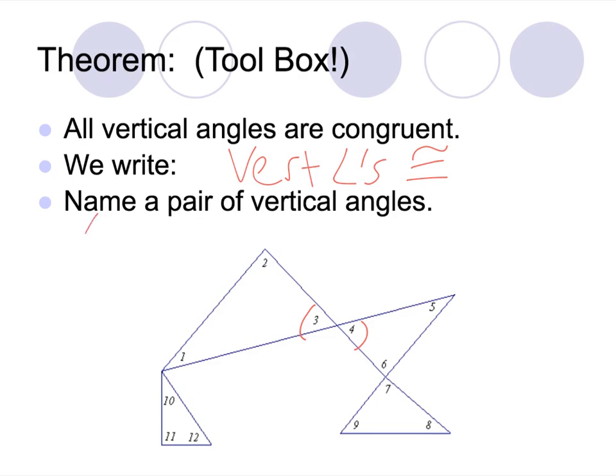So I could say angle 3 is congruent to angle 4, and then my reason would be all vert angles congruent, or just vertical angles congruent as I wrote up above, right? You don't necessarily have to have the all. It works, but you don't have to. Vert angles congruent. That works for me.